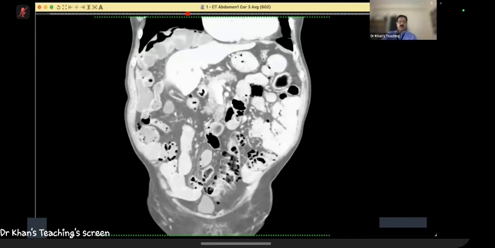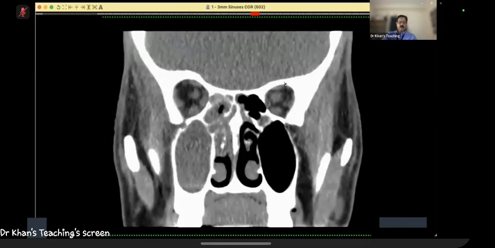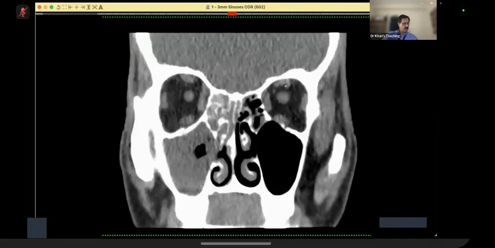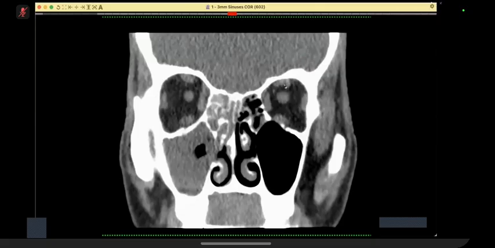Okay, candidate 4. Yes, sir. Paranasal sinuses. The history is that this patient is 47 years old, known chronic sinusitis, now has presented acutely with acute headache, fever, diplopia, orbital pain on the right side. Over to you. Thank you.